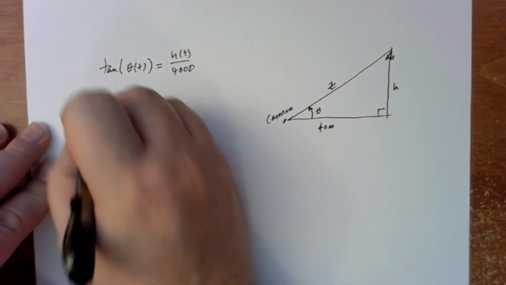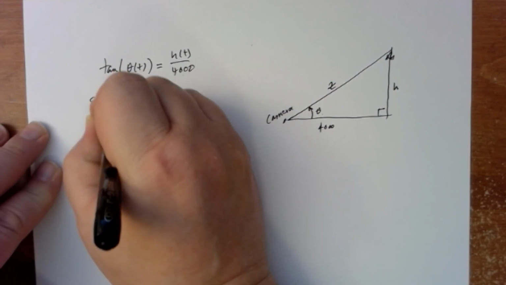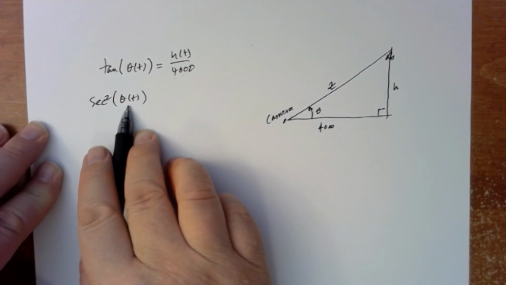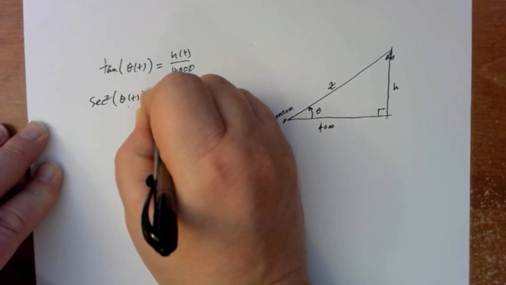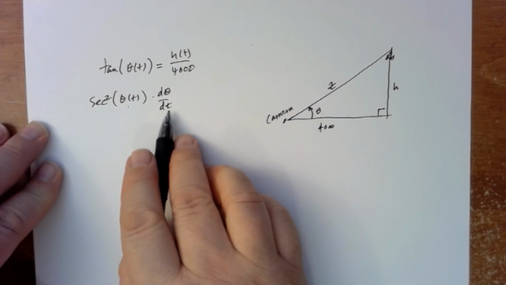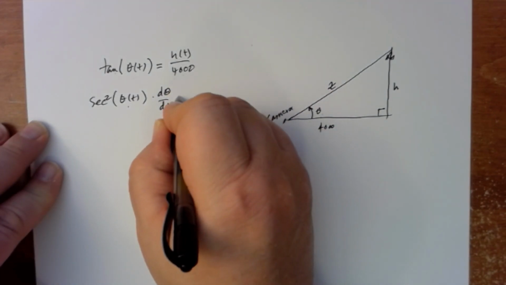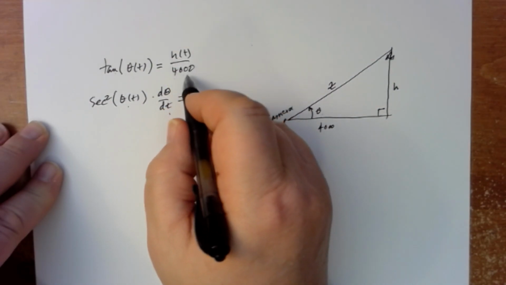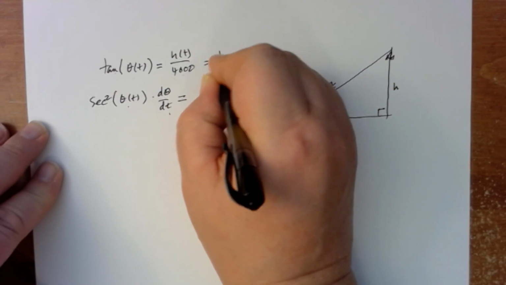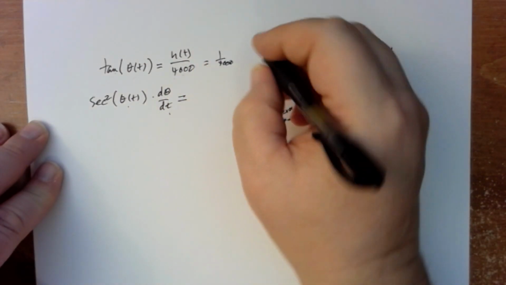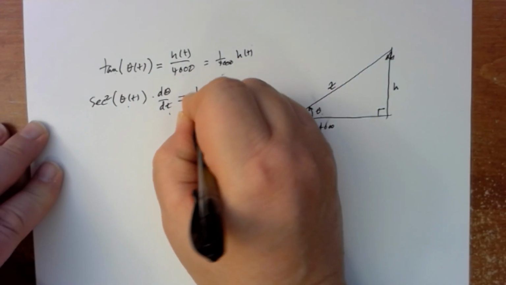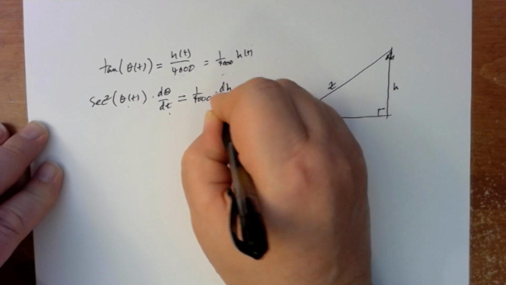So the derivative of tangent would be secant squared of theta of t. And then you have to multiply by the derivative of your inside function, d theta over dt. I'm writing it as a fraction like this just to emphasize that we're differentiating with respect to t, is equal to, you could think of this as 1 over 4,000 times h. So the 1 over 4,000 is just a constant, right, times your h of t. And so the derivative is just going to be 1 over 4,000 times dh over dt.